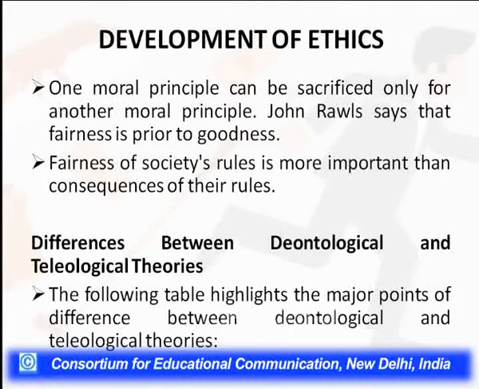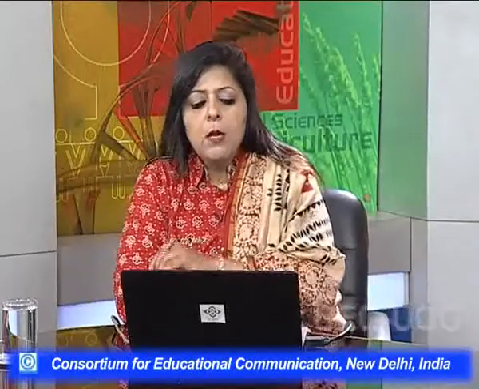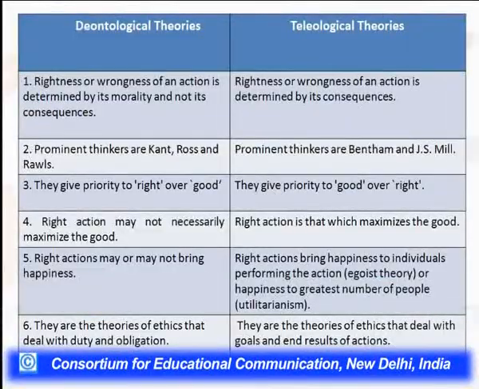Now coming on to the pertinent part of the lecture, that is, what is the difference between the two, deontology and consequentialism. The differences between the two are as follows. Number one, just have a look at the slide. The first is that the rightness and the wrongness of an action is determined by its morality and not its consequences, followed by the teleological theories, that is, consequence based. The rightness and the wrongness of an action is determined by its consequences.